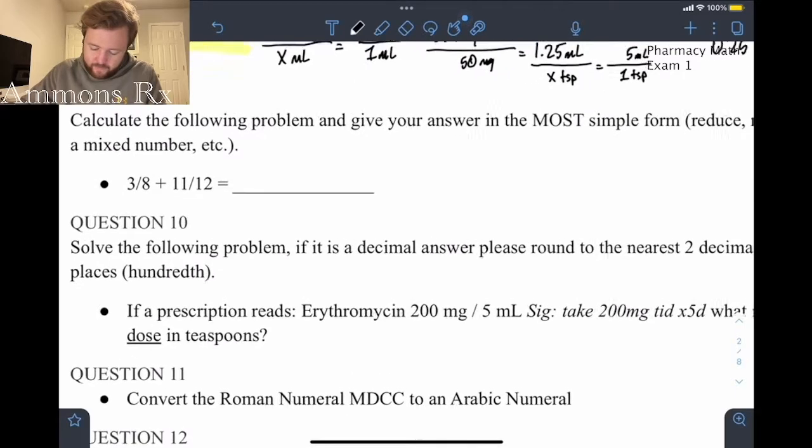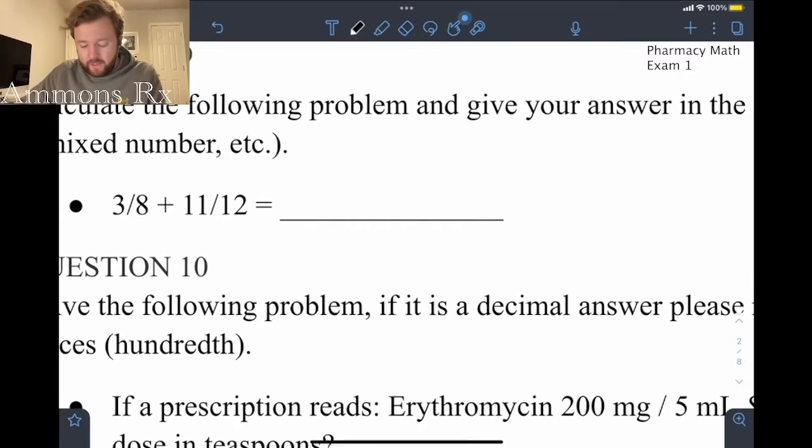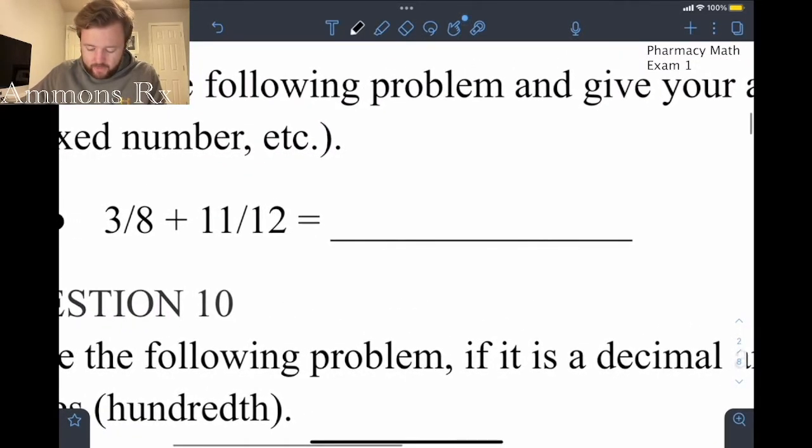Ooh, math problem. Here we go. So just remember when you're adding and subtracting, that is the hard stuff with fractions. So 3/8, 11/12.